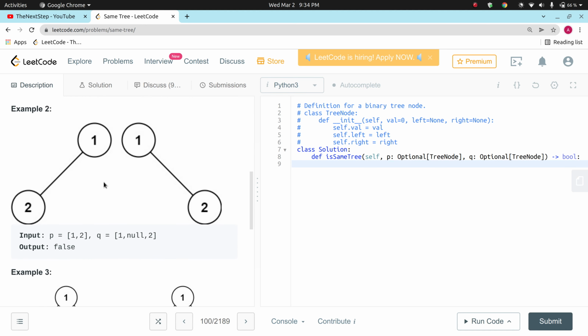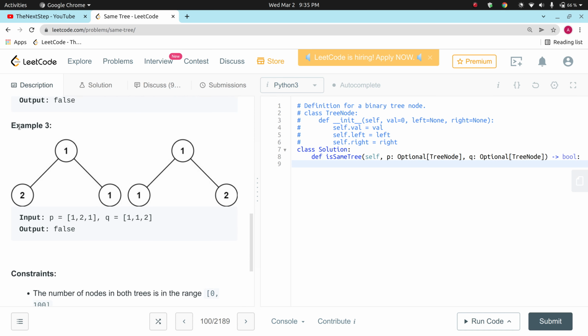Moving on to the second example, let's say this is node P, this is node Q. Yes, they have the same values, but do they have the same structure? No, because node P has a left subtree, whereas node Q does not. Similarly, node Q has a right subtree, whereas node P does not.